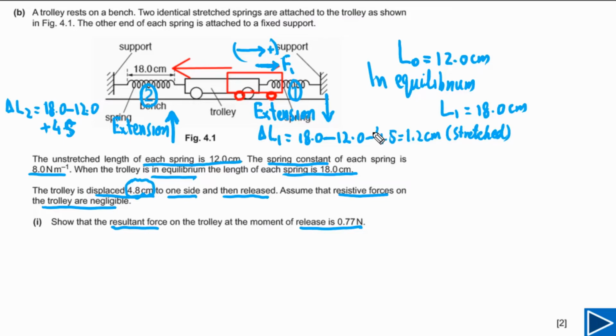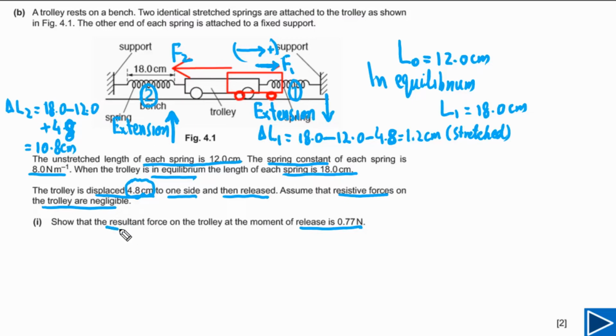So this is 4.8 actually, it has to be 4.8, because we displace this one to the right by 4.8 centimeters. So the total extension in spring 2 will be equal to 10.8 centimeters. So that's all. Now we have the extension in each spring. When this spring is extended to the right, it will be pulling the trolley to the left. So we can say this is F2.